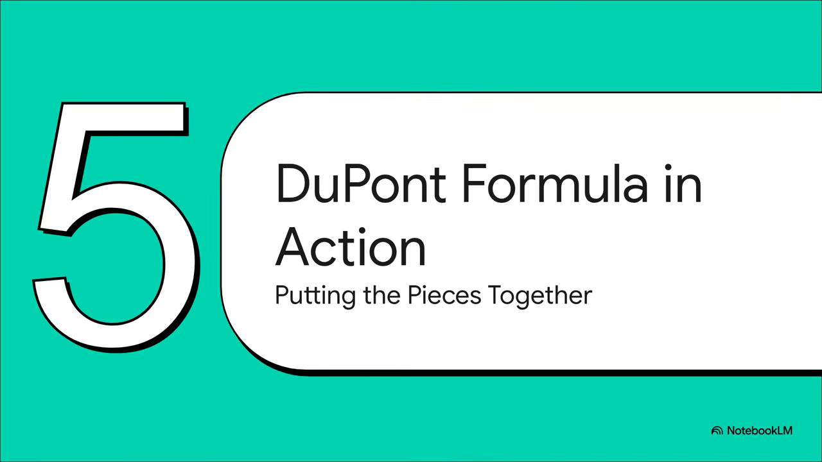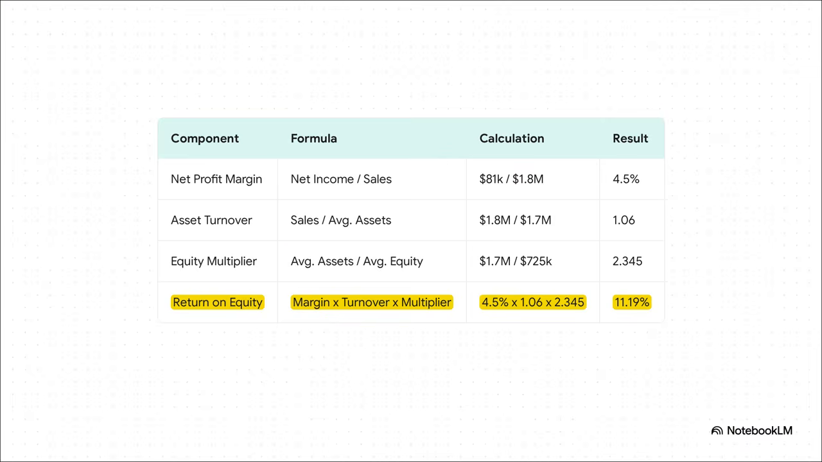Okay, theory is one thing, but let's see how this actually works with some real numbers. We're going to build an ROE from the ground up, using our three pillars. So let's just walk through this. This company has a profit margin of 4.5%. Its asset turnover is 1.06, and its equity multiplier is 2.345. Now, when we multiply those three things together, we get our final return on equity of 11.19%. See? You can see exactly how each piece of the puzzle contributes to that final number.